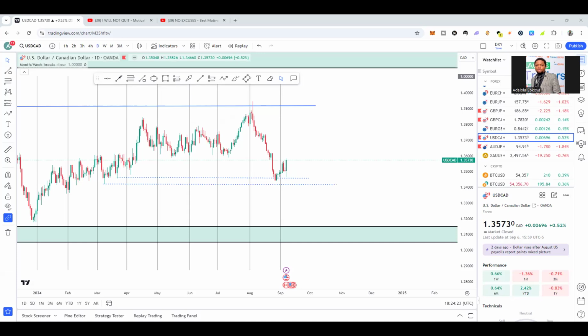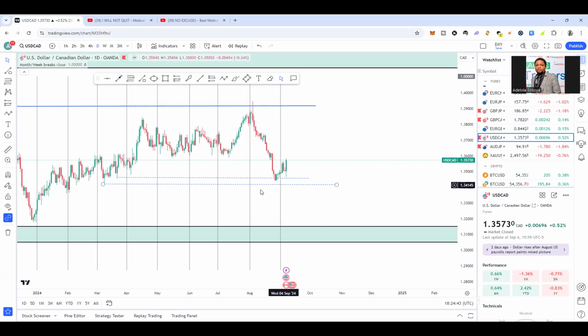I think it was USD CAD. I'm not sure where I posted it. I'm looking for that USD CAD trade that I posted in the group. Anyway, I can't find it. Let's continue with the chart.